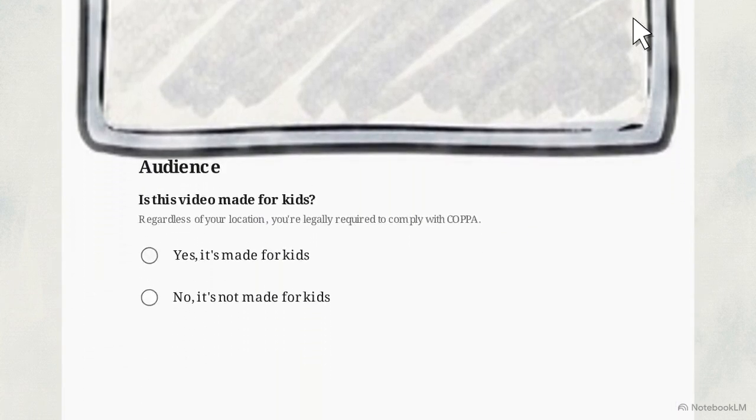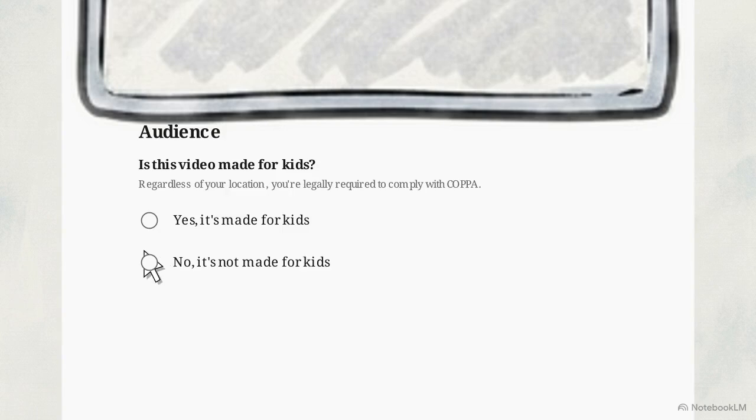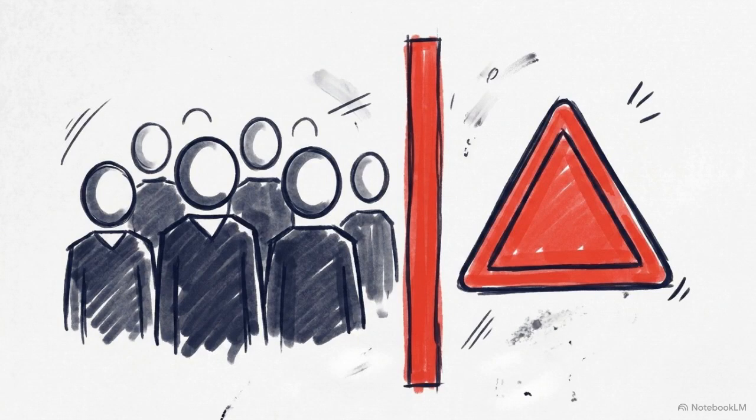Next, go to the Compliance section and declare your audience demographic. You must specify whether your content is made for kids or not. Clearly stating your target audience protects your channel from the risk of demonetization or platform penalties resulting from misclassification.